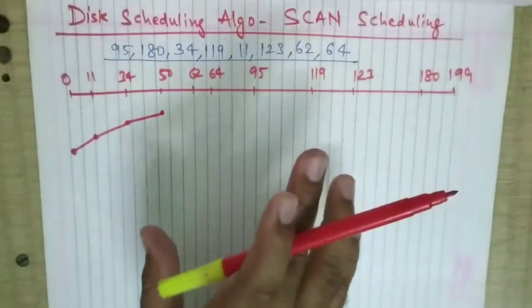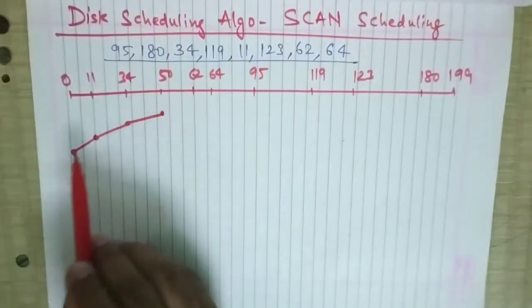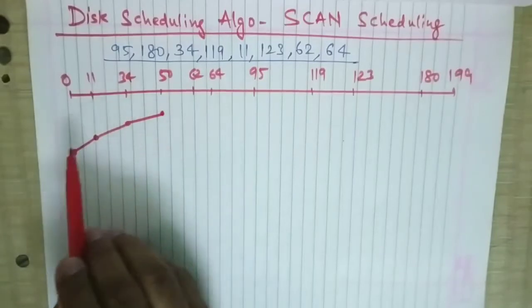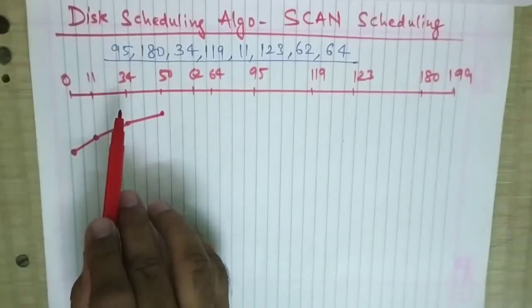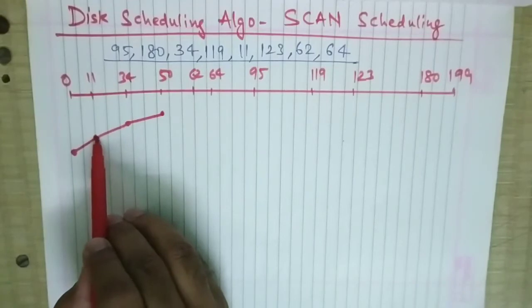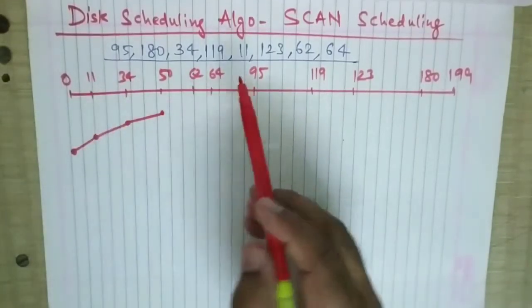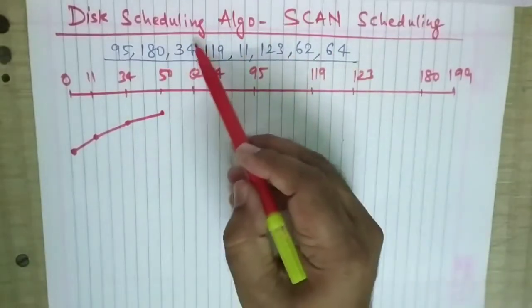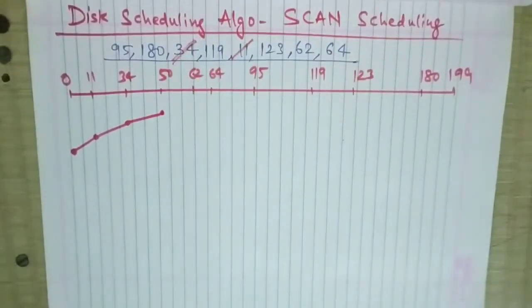So in the SCAN scheduling algorithm we start with 50 and go towards 0, servicing all the tracks that come in between. We move to 0 by servicing 34 and 11. So two tracks have been serviced, 34 and 11 are done.